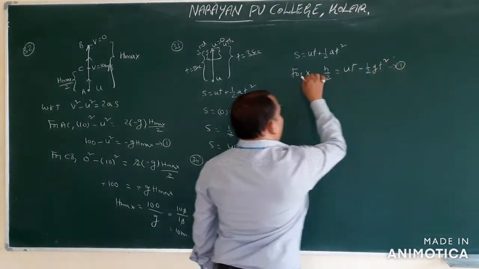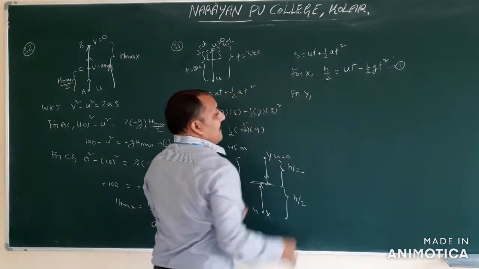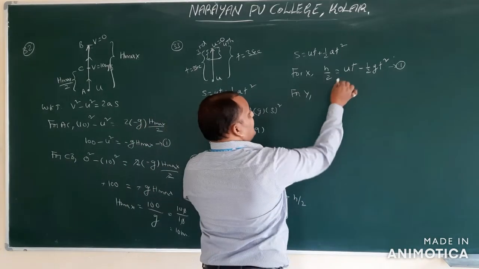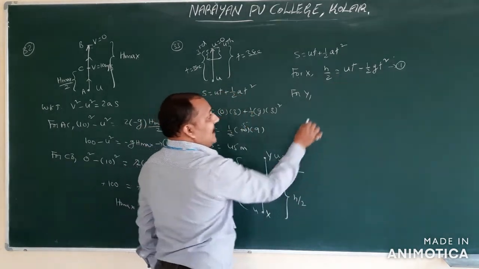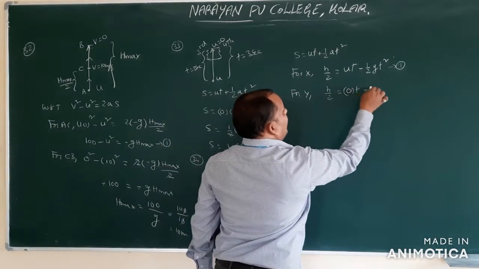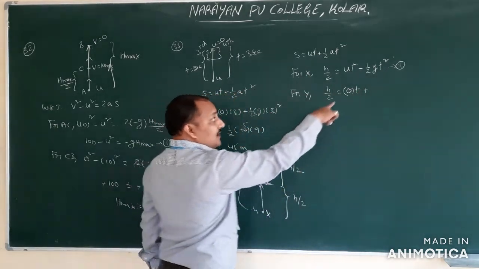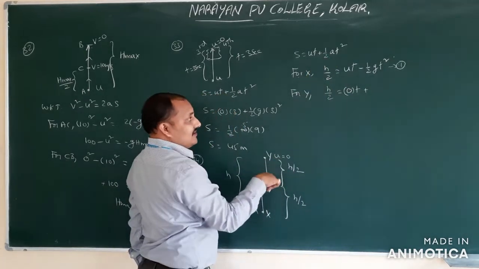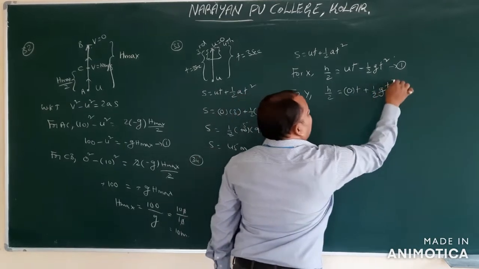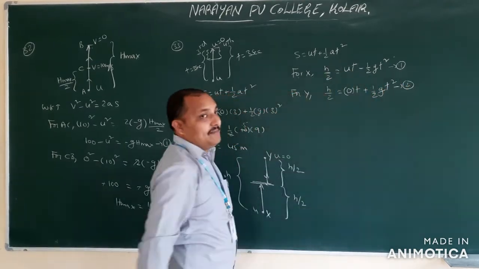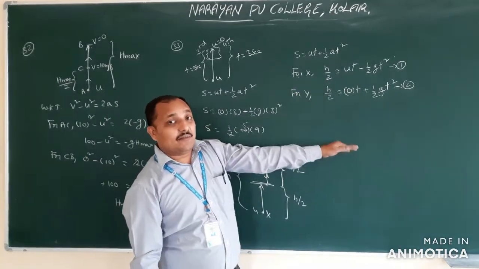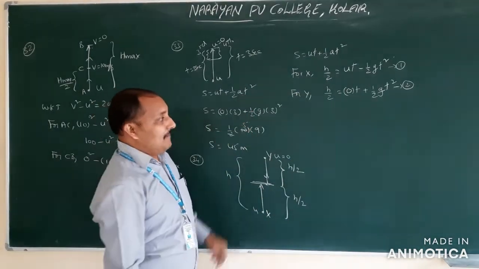Next, for y, this is a dropped object. What is the initial velocity? Initial velocity 0. How much height is it covering? This is also the same height. h by 2 is equal to 0 into t. This is coming downwards, therefore a you should take plus g for this object. Therefore half g t square, the same time. In the first, minus comes because it is a vertically projected body, minus g. This is a freely falling body, therefore a we take plus g.